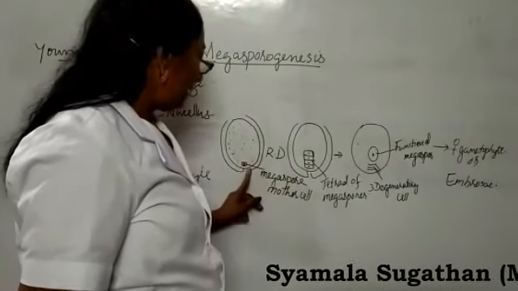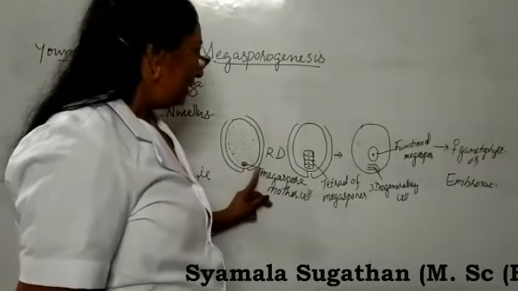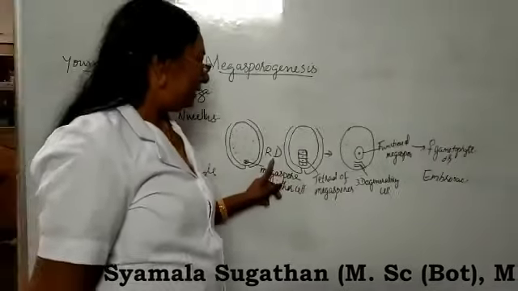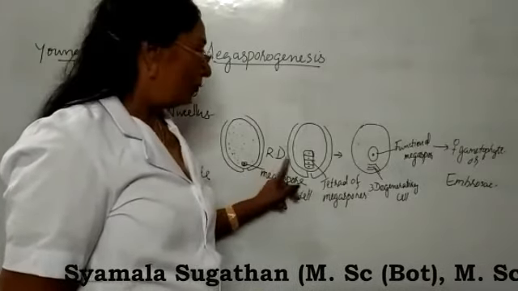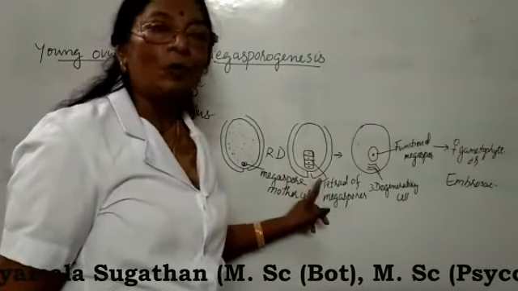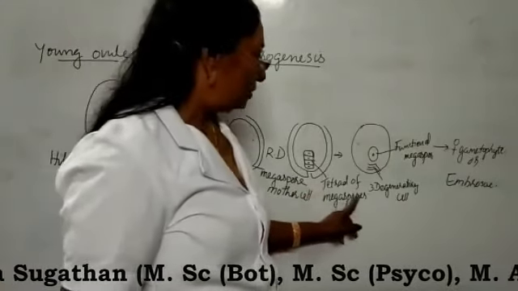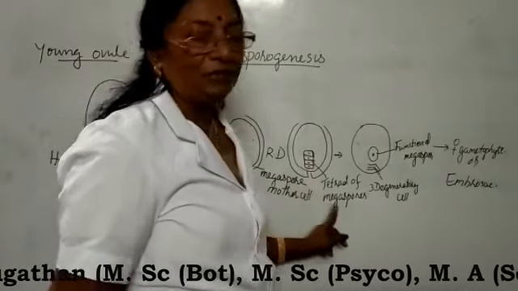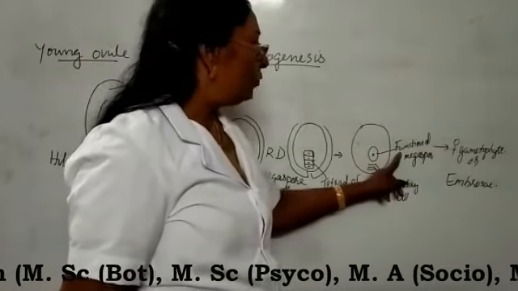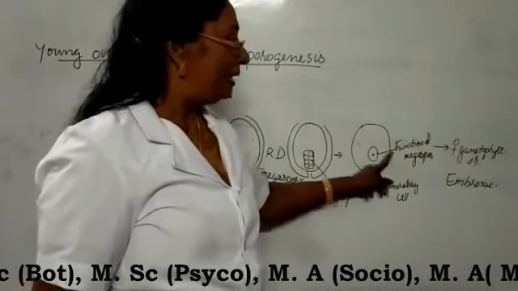And this megaspore mother cell thus formed from the nucellus is diploid in nature and it undergoes reduction or meiosis and forms a linear tetrad, that is four cells arranged in one row, called linear tetrad of megaspores. Out of the four cells thus formed, three degenerate and only one becomes functional, which forms the functional megaspore.